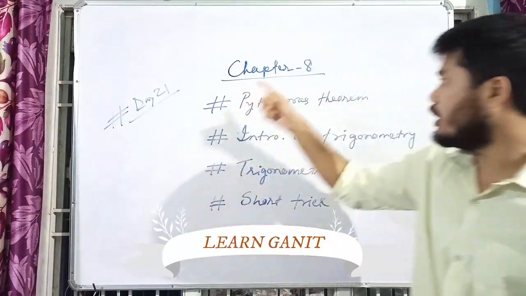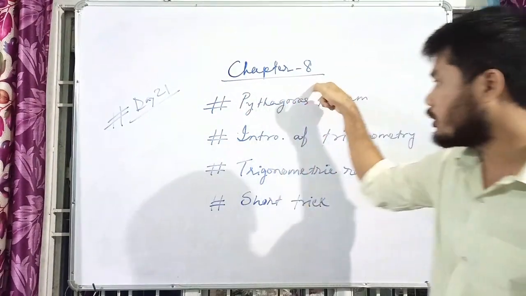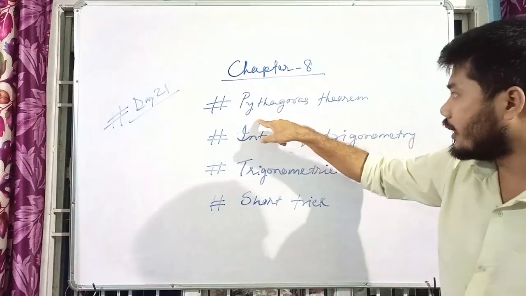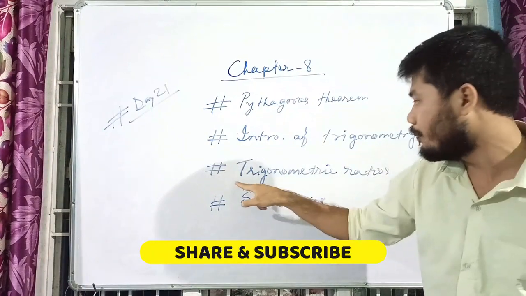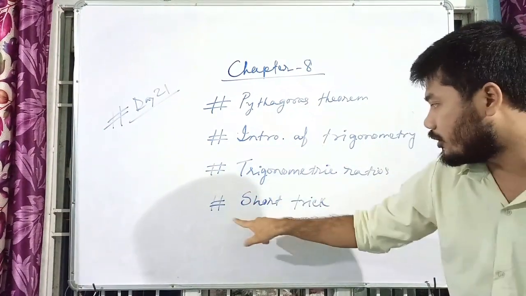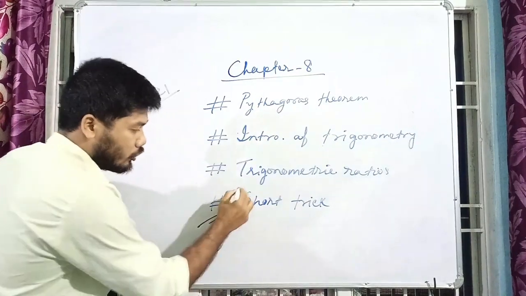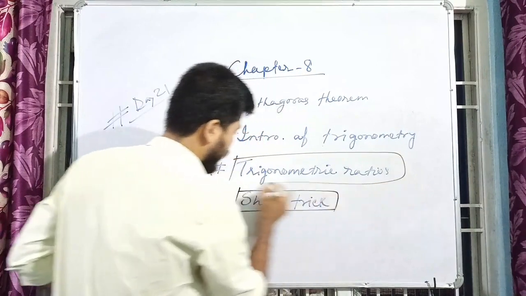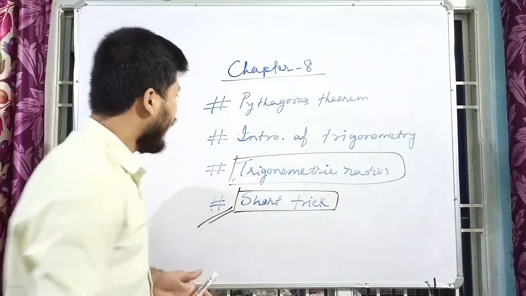Today we are going to learn Chapter 8, Introduction of Trigonometry. The topics discussed here will be Pythagoras theorem, Introduction of Trigonometry, trigonometric ratios, and a short trick. This is most important, very important. I will give you a short trick to remember the trigonometric ratios, so watch the video till the end.